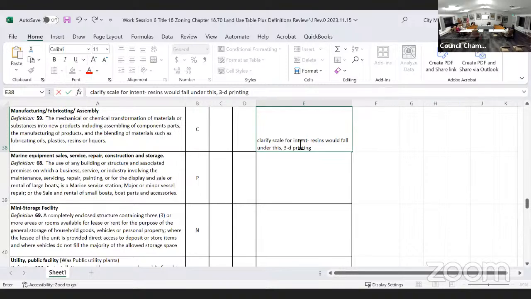Boy, I'm glad we're doing this exercise. Marine equipment, sales, service, repair, construction, storage, the use of any building or structure and associated premises on which a business, service, or industry involving the maintenance, servicing, repair, painting, or for the display and sale or rental of large boats is a marine service station. Major or minor vessel repair or the sale and rental of small boats, parts, and accessories, and that is permitted.